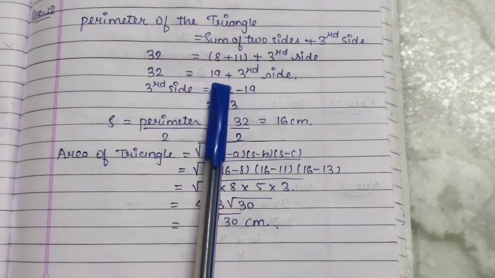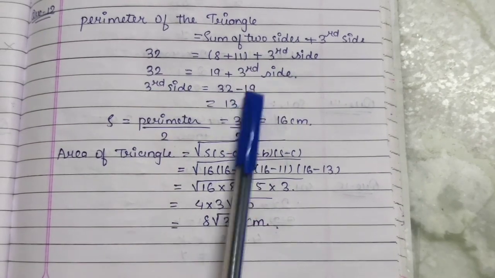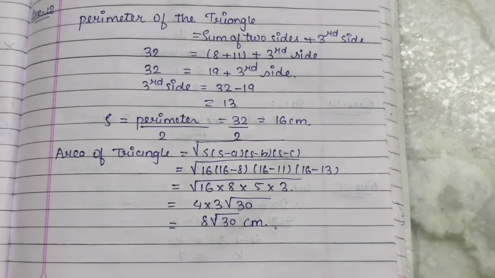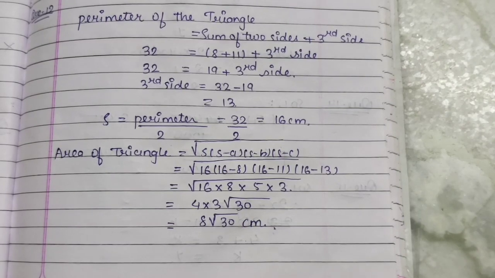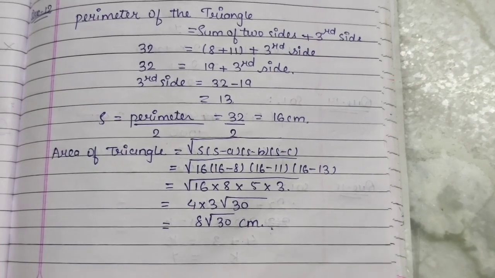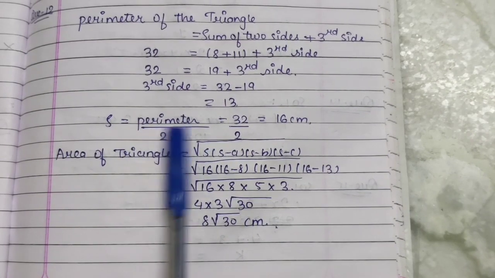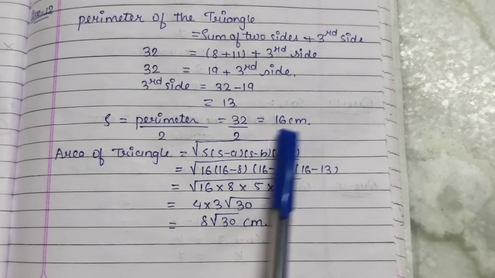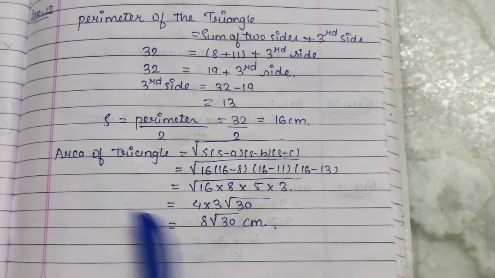Now 19 will come to the left side, so it will become negative. So the third side is equal to 32 minus 19. That means the third side is equal to 13. Now here we get 13 as the third side. Now our final question is to find the area of the triangle. Before that we have to find S. The formula of S is equal to perimeter divided by 2. Our perimeter is given here, 32, so it will obviously be 16 centimeters.